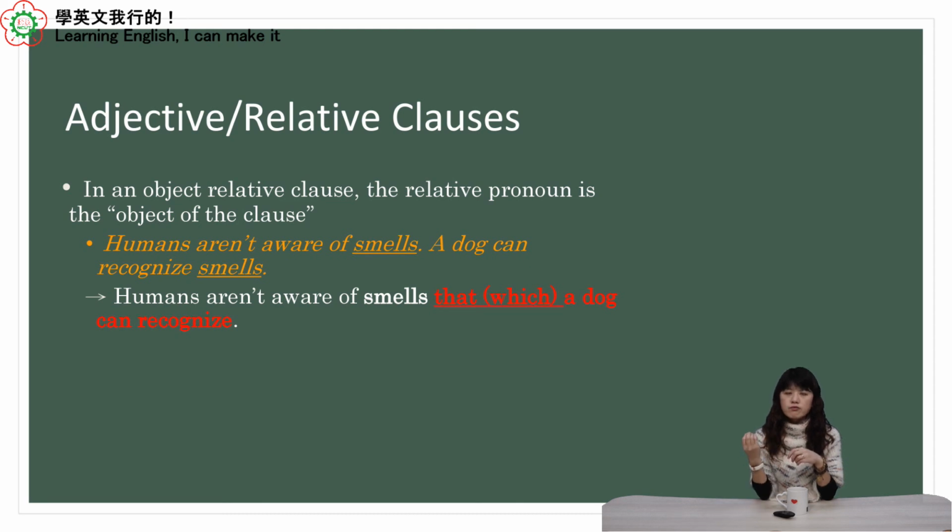So a dog can recognize what? You will know the smell. So you use the relative pronoun which or that to represent smell. Okay, so this is a short review about adjective clauses, or what we call relative clauses. If you do have questions, feel free to ask. Leave your comments or message in the box and I will reply to you as soon as possible.